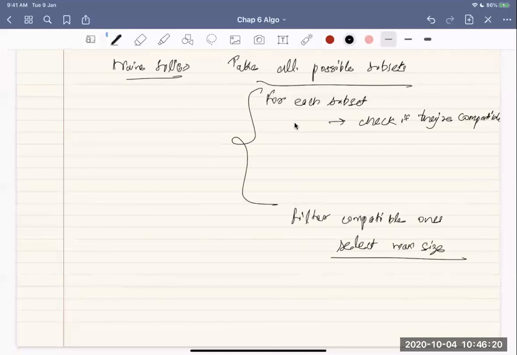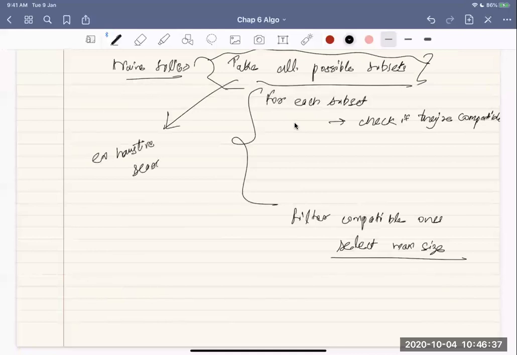You don't need too much thinking. Take all possible subsets, compute if they're compatible or not. But what is the problem? Doing it for all possible subsets. This is also called exhaustive search, and this is exponential time. We don't like exponential time algorithms. Not good. So I want to do that efficiently, not exhaustive search.